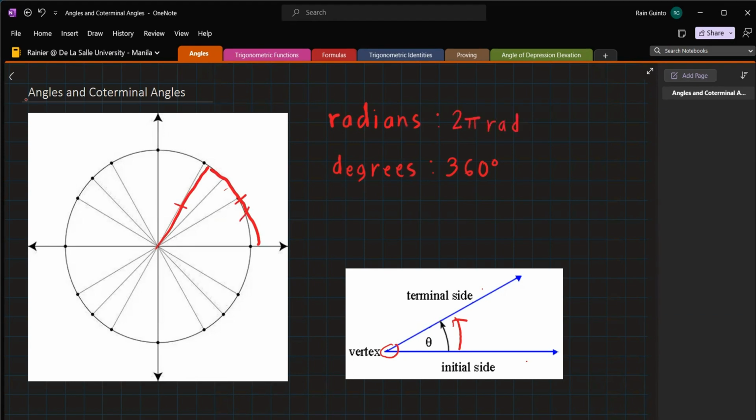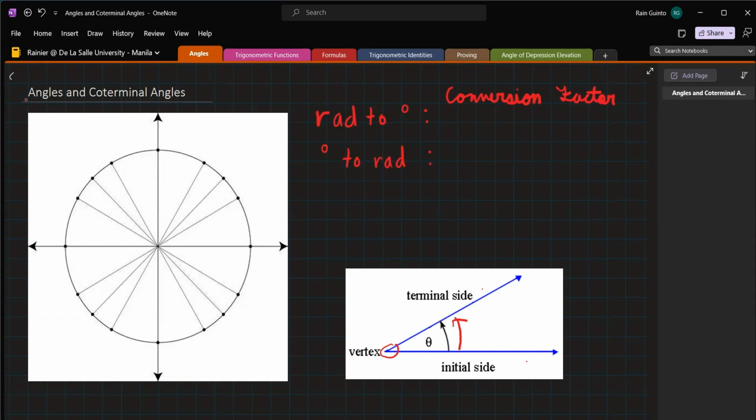Now, both of these are usually used when denoting angles. A lot of people make mistakes when they thought that the angles given were in radians, or they thought that the angles given were in degrees. So let's talk about conversion between the two. To convert from radians to degrees and vice versa, we need to use conversion factors. When converting from radians to degrees, our conversion factor is 180 degrees over pi. When we're doing vice versa, or degrees to radians, our conversion factor is pi over 180 degrees.